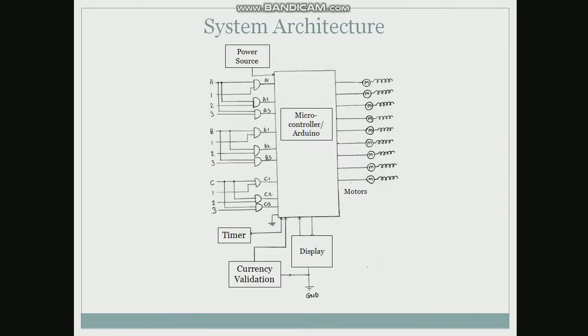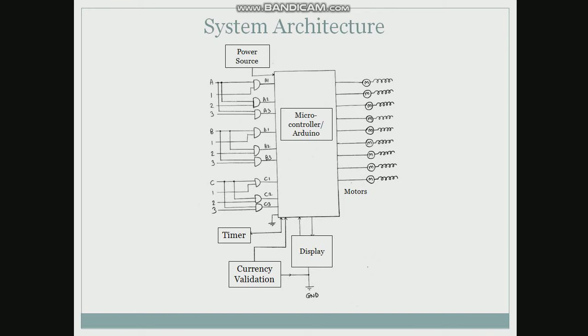Now here is the system architecture for the entire vending machine mechatronic system. There is a power source connected to the Arduino or microcontroller, a timer to cancel the operation at any point of delay, a currency validation system, and an LED display connected to both the currency validator and the microcontroller. On the input side, you can see 9 AND gates because we are considering a 3 row by 3 column vending machine. For each of these 9 inputs, there is one output motor to actuate the specified compartment's helix.